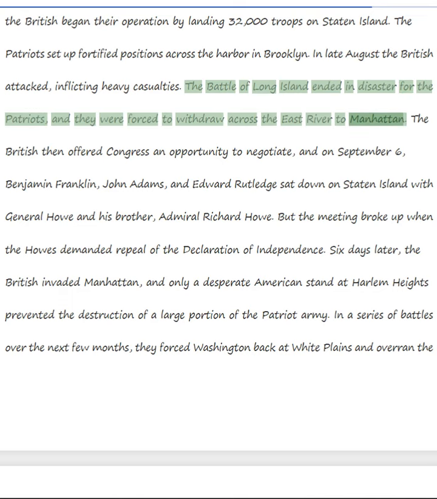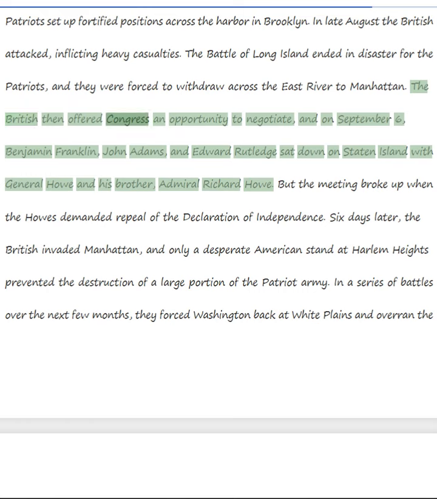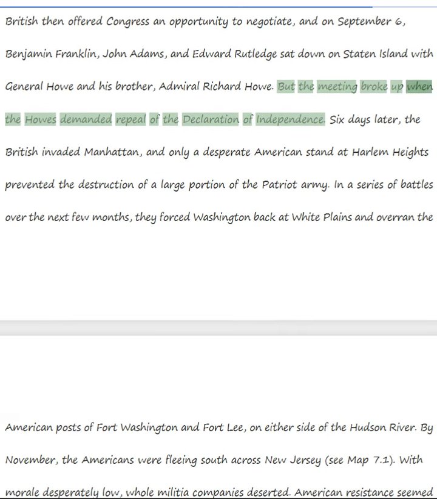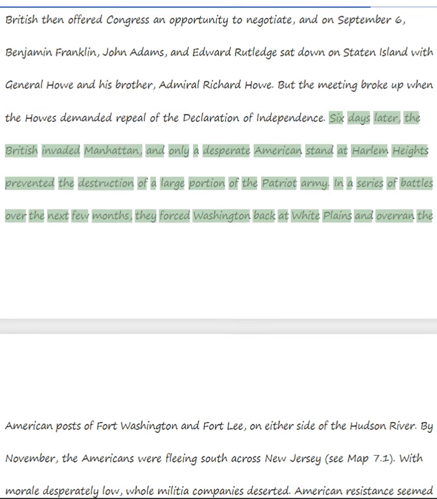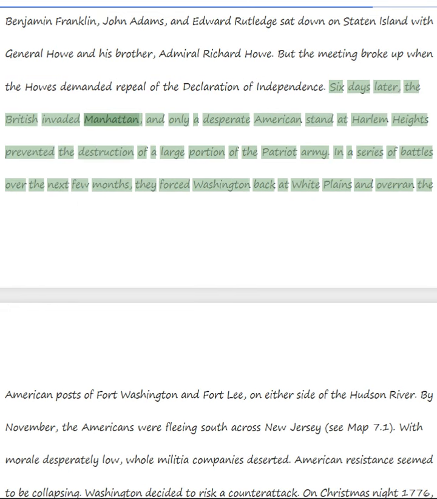The Battle of Long Island ended in disaster for the Patriots, and they were forced to withdraw across the East River to Manhattan. The British then offered Congress an opportunity to negotiate, and on September 6, Benjamin Franklin, John Adams, and Edward Rutledge sat down on Staten Island with General Howe and his brother, Admiral Richard Howe. But the meeting broke up when the Howes demanded repeal of the Declaration of Independence. 6 days later, the British invaded Manhattan, and only a desperate American stand at Harlem Heights prevented the destruction of a large portion of the Patriot Army.